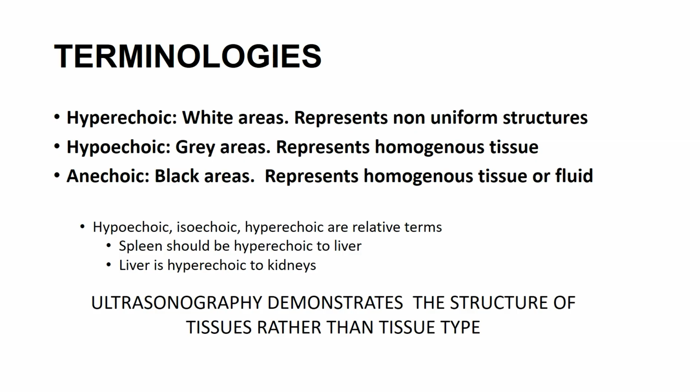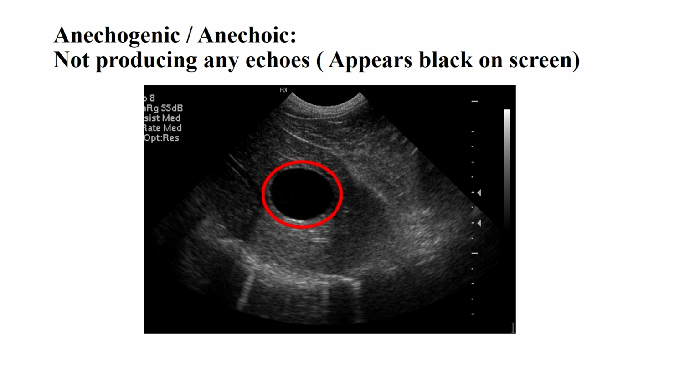Some examples we have to discuss here. The spleen should be hyperechoic to the liver, while the liver is hyperechoic to the kidney. That means the kidney is hypoechoic as compared to the liver. A very important point related to ultrasonography is that ultrasonography demonstrates the structure of tissue rather than the tissue type. So always remember this important point whenever you are performing ultrasonography.